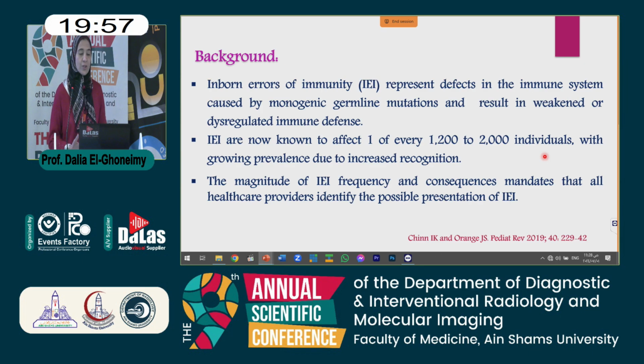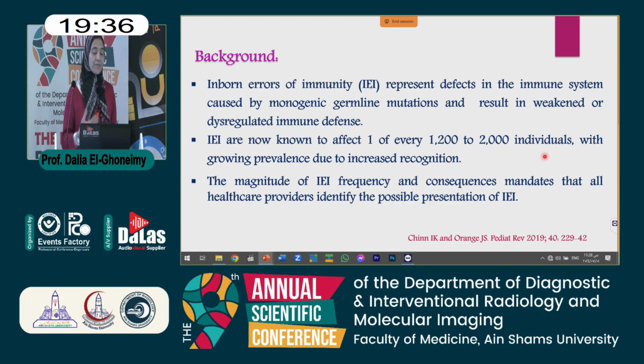Starting with an introduction for this disorder, inborn error of immunity represents defects in the immune system caused by monogenic germline mutations, meaning they are inherited or occur de novo, but they are germline mutations, and subsequently result in weakened and/or dysregulated immune defense, and both coexist.